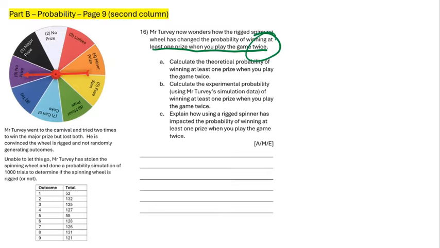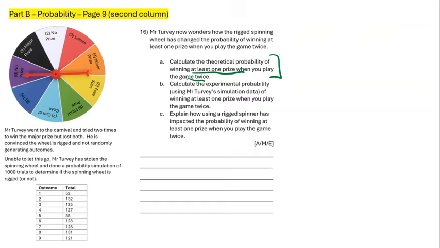So that follows on with the context where he played the game twice and lost both times. He wanted to know, well, what was the probability that I should have won at least one of the prizes? So the question, I've even got the subparts for you. So part number 1 is calculate the theoretical probability of winning at least once when you play the game twice.